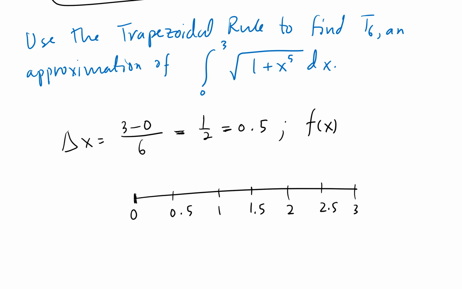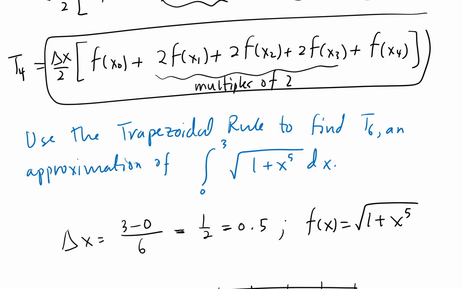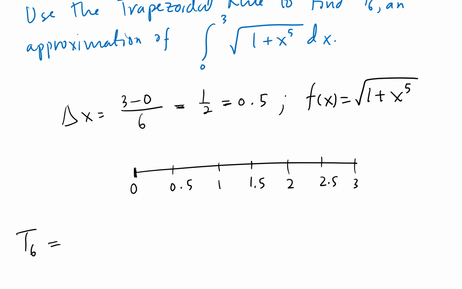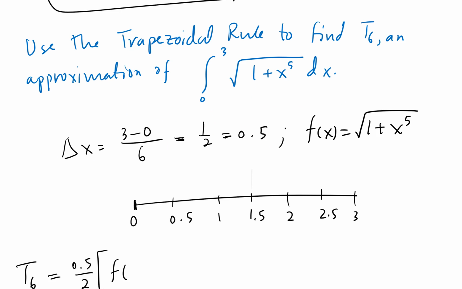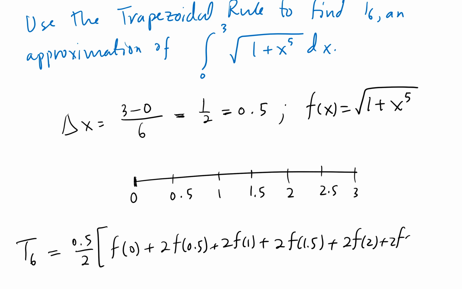Again, f of x here is the square root of 1 plus x to the 5th. So T sub 6 now, remember from the formula it says delta x over 2. Delta x is a half, over 2. It's the first value, so f of 0, plus 2 times f of the next one, plus 2 f of 1, 2 f of 1.5, 2 f of 2, 2 f of 2.5, and the last one, f of 3.